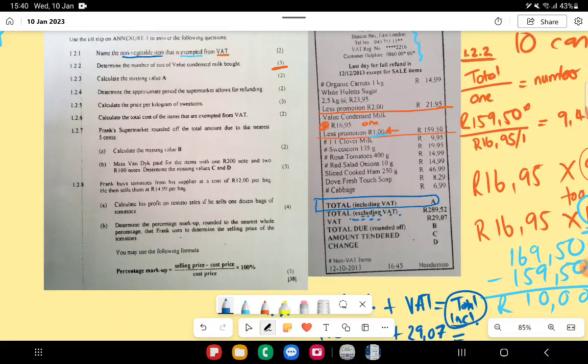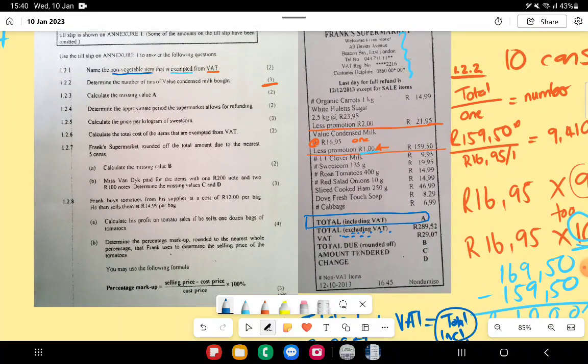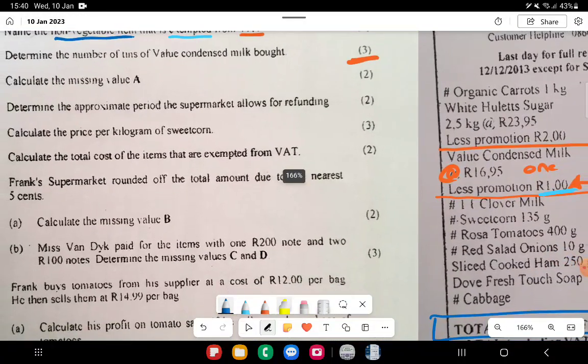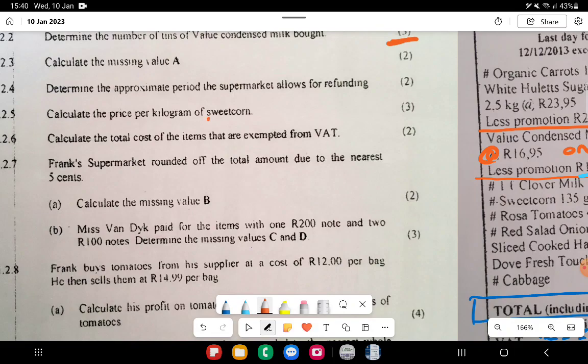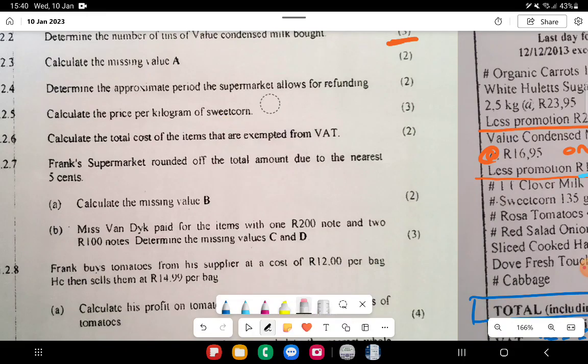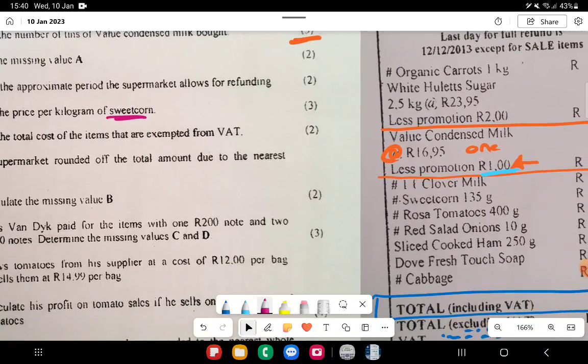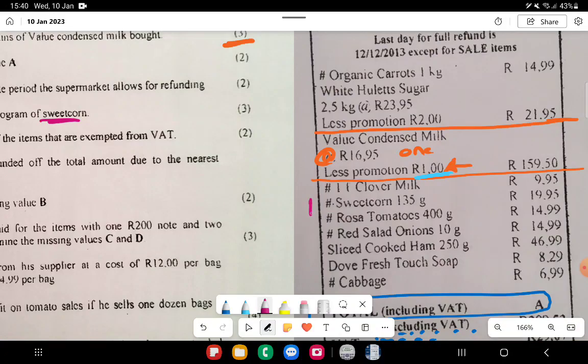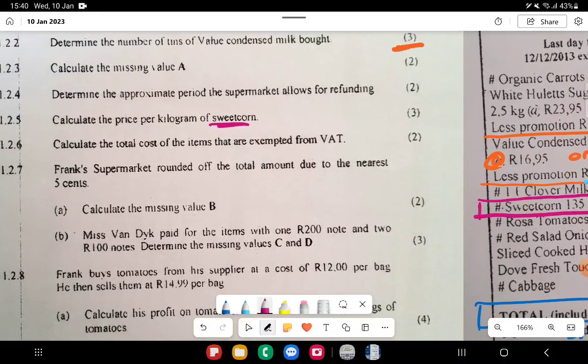Let's do 1.2.4. Calculate the price per kilogram of sweet corn. Okay, let's break this down. Let's change our color. Let's go pink. Okay, first thing we want to do is identify the item on the receipt. So there we go. This is our sweet corn. And we want to know price per kilogram.